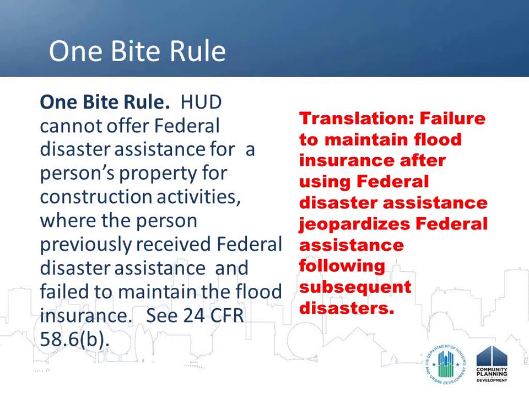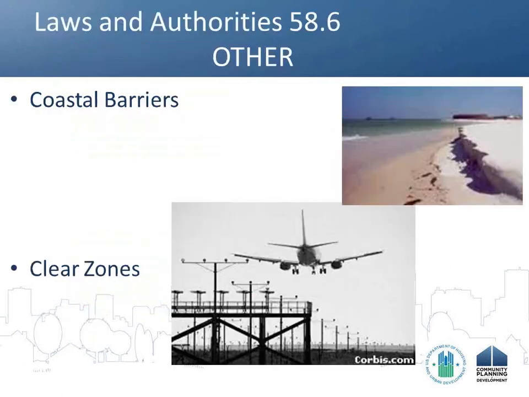And you can make that a condition of the grant assistance too, that they include you on the insurance application. Some of the other authorities under 58.6 that apply to everything is COBRA. It's Coastal Barrier Resources Act. It basically says that if you're in a unit that's declared to be a coastal barrier resource by the Congress, you cannot use financial assistance there to develop and build.